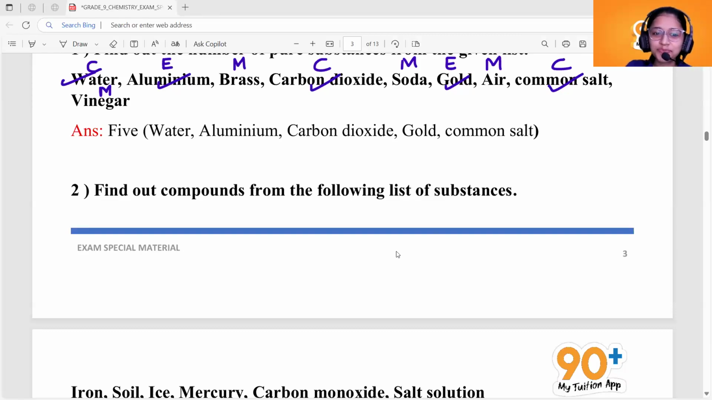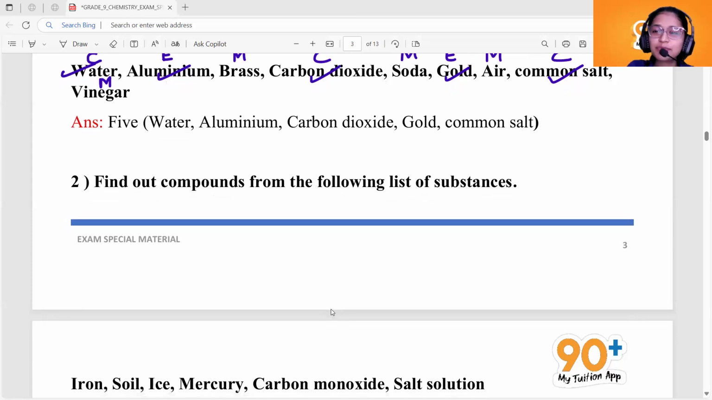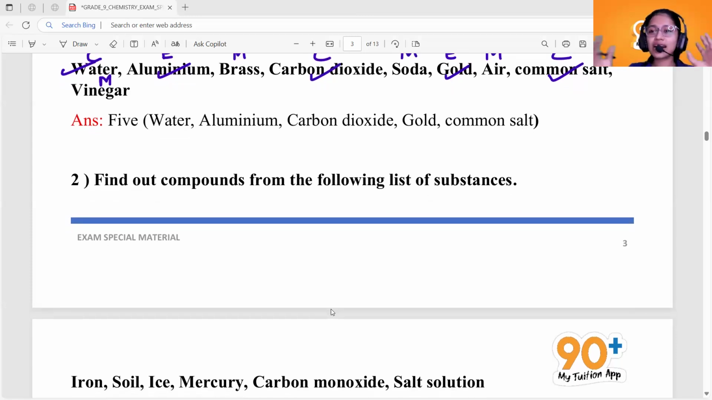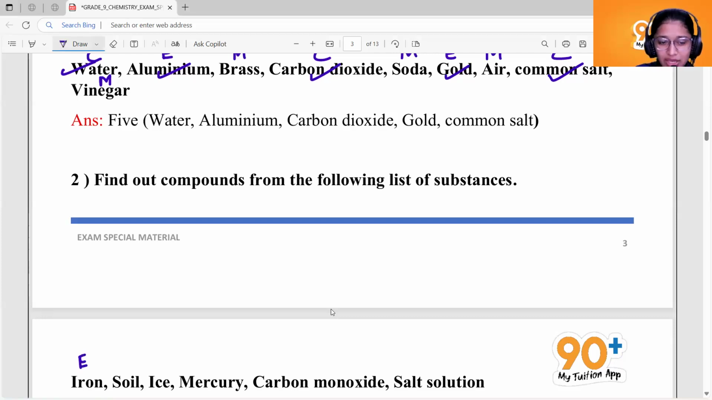Are you done? Okay. So again, we'll classify them into elements, compounds, and mixtures so that our process becomes a little easier. Iron is an element. Soil is a mixture. Ice. What about ice? What is ice? Ice is nothing but frozen water, right? So if water is a compound, ice is also going to be a compound. Mercury. Mercury is an element.